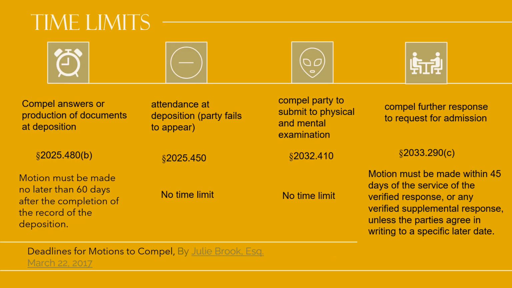Another important consideration is timing. The timing of a motion to compel depends largely on whether responses have been served. Here's a review of the timing in some common situations. This chart is just a sample of a few, and it shows you the time limits. Keep in mind that all discovery motions must be heard at least 15 days before the date initially set for trial.